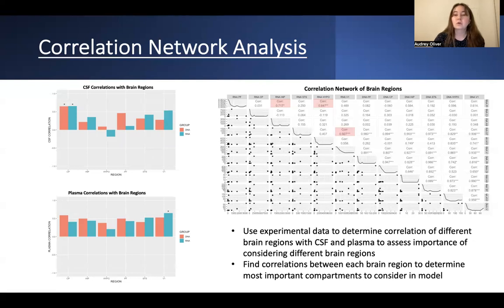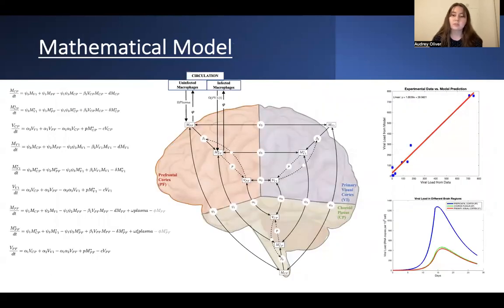And so we move on to do a correlation network between each brain region in order to determine what compartments of the brain are most important to consider when creating our model. And so using the information from that graph, we determine that there are three essential compartments in the brain to consider, and this will be the prefrontal cortex, the primary visual cortex, and the choroid plexus. And so using that, we create this mathematical model in ordinary differential equations in order to explain that spatiotemporal distribution of the virus among those different regions of the brain.